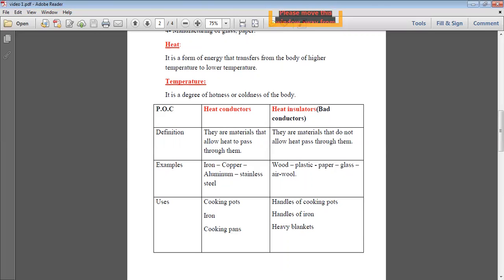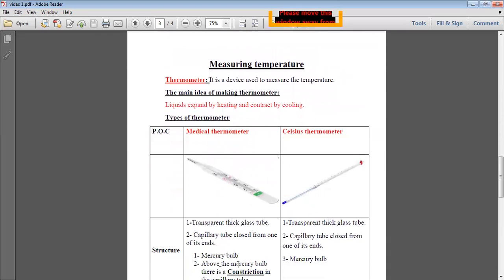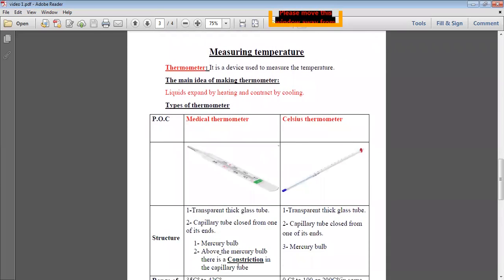And what do we use the conductors for? Making cooking pots and cooking pans. Heat insulators, we make handles of cooking pots, and heavy blankets from wool to keep us warm in winter. Now, measuring temperature. Temperature, can you remember from heat energy? What is the definition of temperature? Degree of hotness or coldness, right.